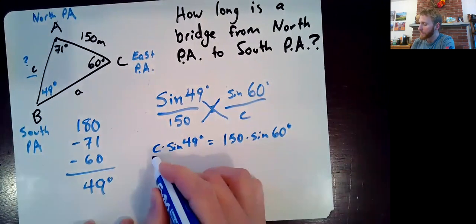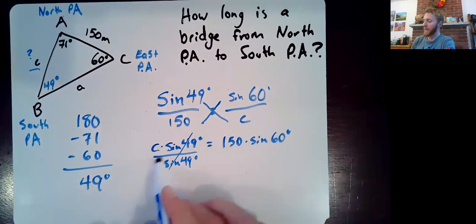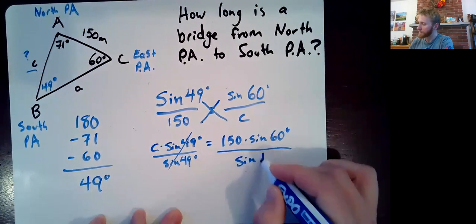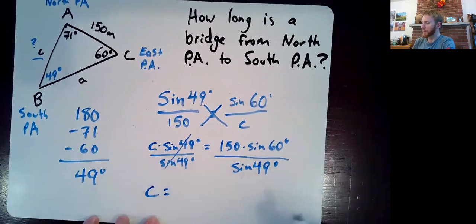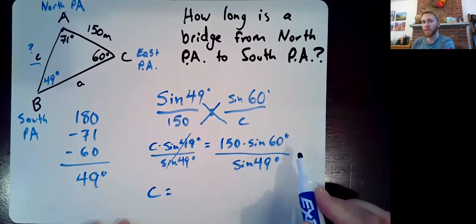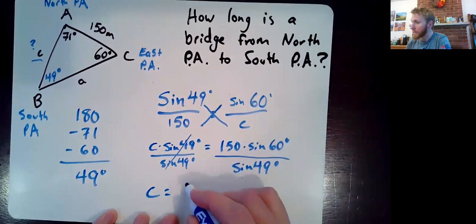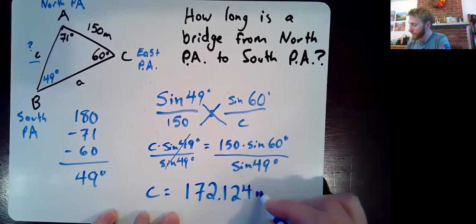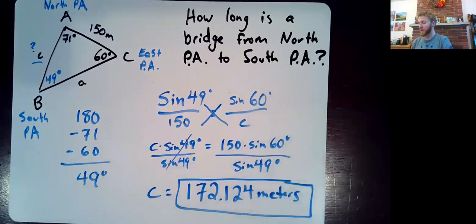So to get C by itself, to isolate it, I divide by sine of 49 degrees. I've now isolated C, but don't forget you have to do it to both sides of the equation. Once you have C by itself, you can type this whole thing into your calculator. I didn't type it in early to avoid a rounding error because I don't want to round early in the problem. I want to round only at the very end. 172.124 meters long is the length of the bridge.